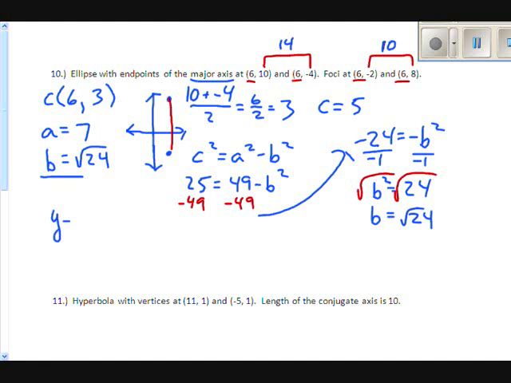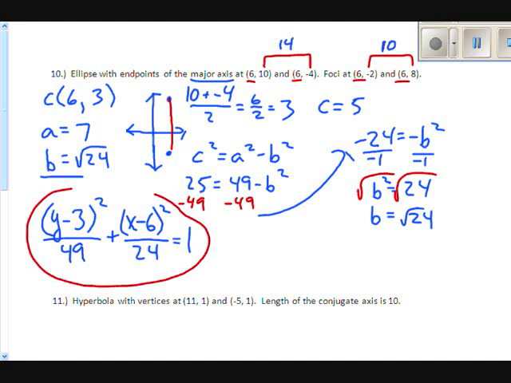So I'm going to do y minus k squared over A squared. Well, A squared is the 49 because it's 7 squared. Plus x minus h squared over B squared. Well, if I take the square root of 24 and square it, I'm left with a 24. And it's always equal to 1. And that's the equation of my ellipse.